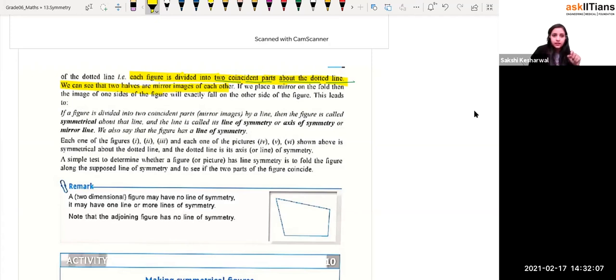Now this is basically a definition, right? Here comes the definition, so we'll just write it out. If a figure, I'll take green color for this, okay?